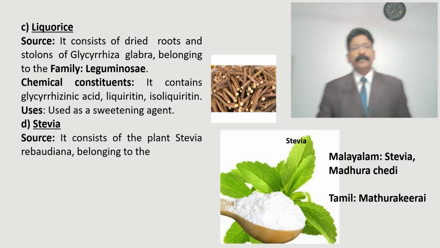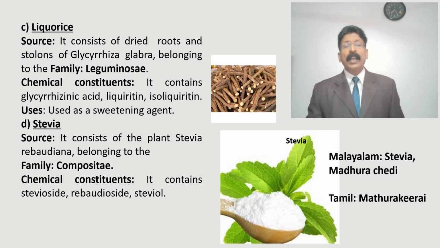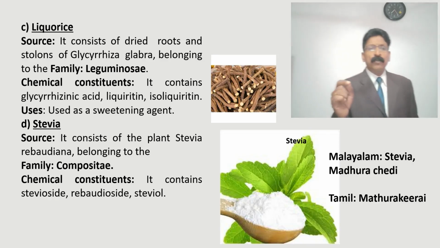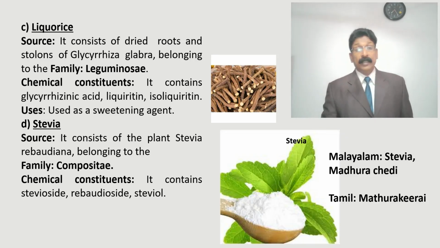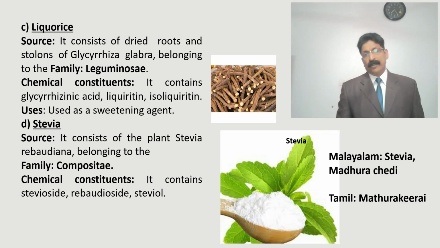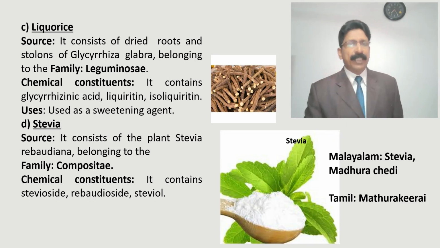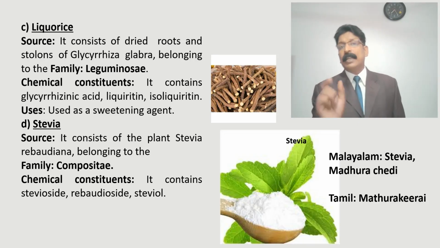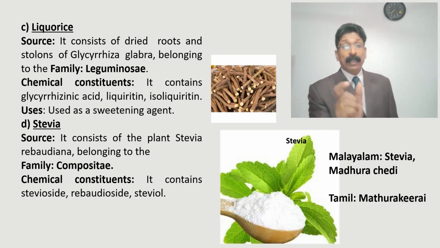Rebaudiana, belonging to the family Compositae. Chemical constituent, it consists of stevioside, a glycoside, stevioside, rebaudioside, steviol. At least these all are specific constituents, not general constituents. We did not say glycoside, alkaloid, flavonoids, tannins, or polyphenols. Simply we did not say. We have given the name particularly.